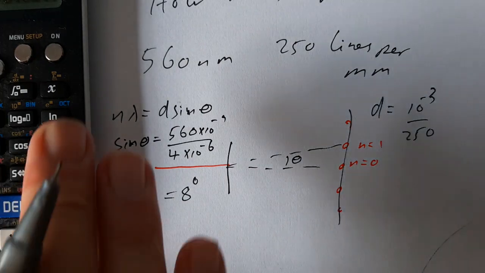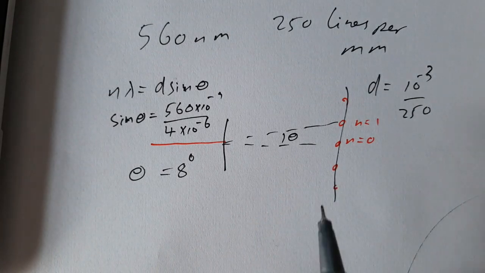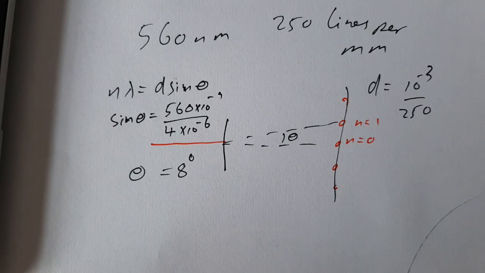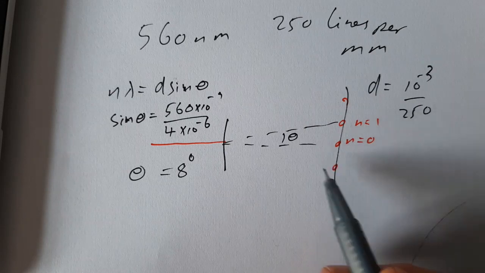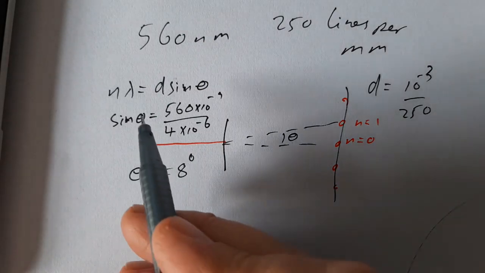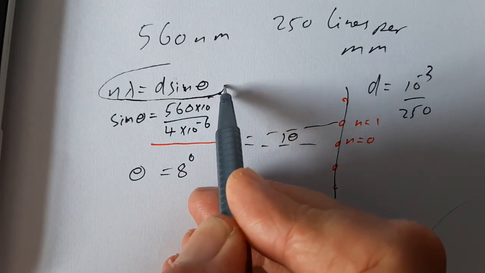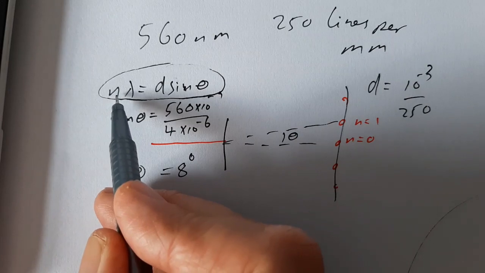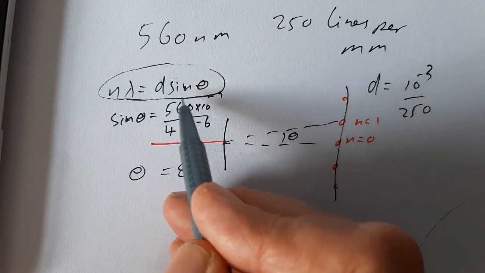So we can ask ourselves two slightly different questions, and this does get asked quite a lot. How many spots in total will be in our pattern? And also, how many orders will be visible? So we'll take the how many orders will be visible first. So we go back to the equation, n lambda equals d sine theta, and we think to ourselves, well, how do we get theta to be bigger? Well, we're changing n effectively, aren't we? As we make n bigger, sine theta becomes bigger.